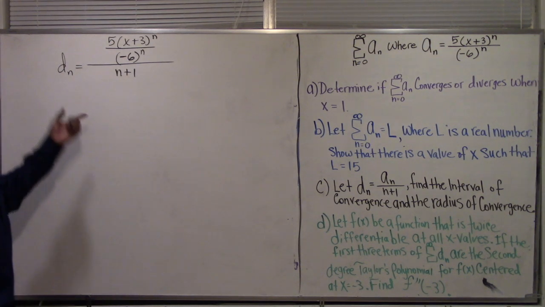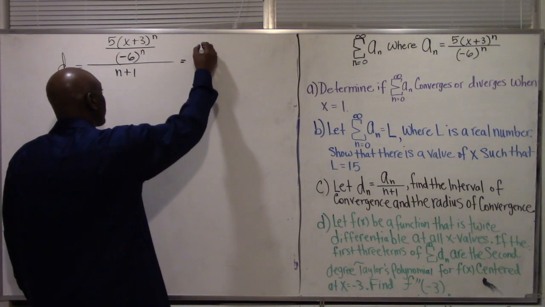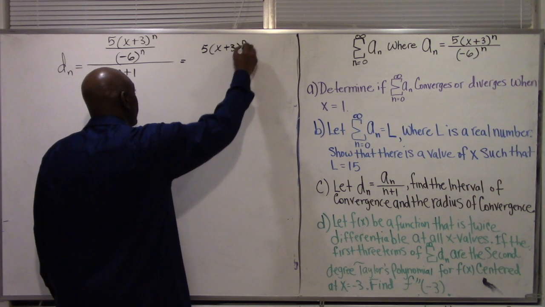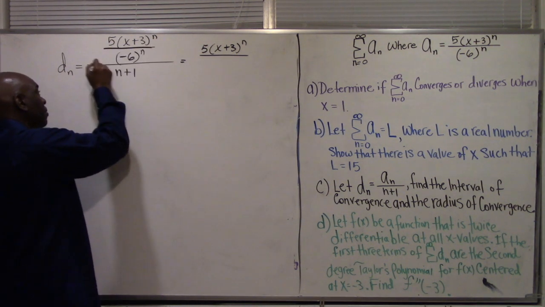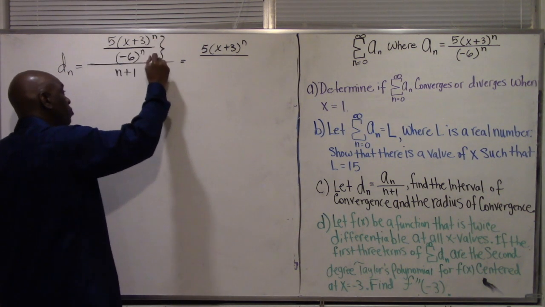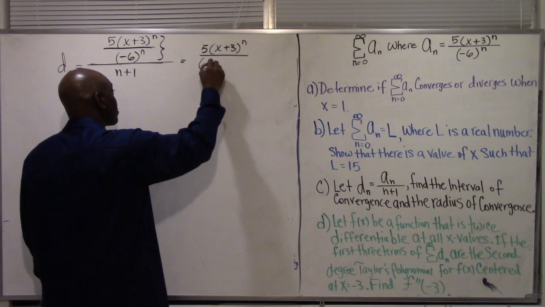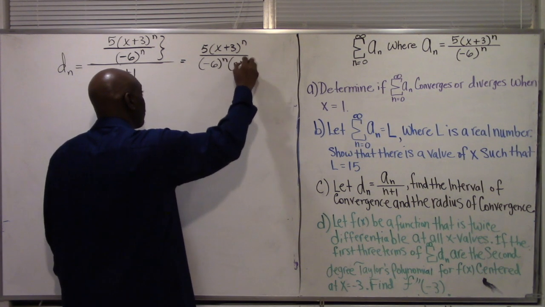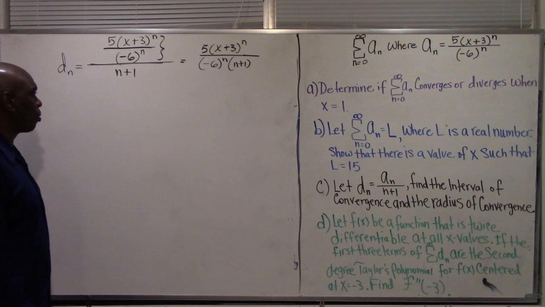So that's what dn equals, which can be simplified down to 5 times (x plus 3) to the n all over... Do the bump down, put this division line on top of this division line, take this expression and bump it down 1. So we have (-6) to the n times (n plus 1). Alright, that's dn.